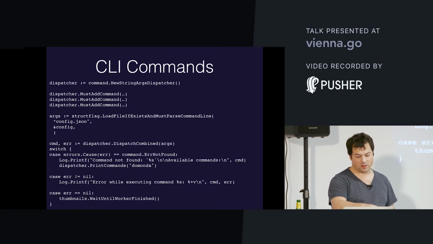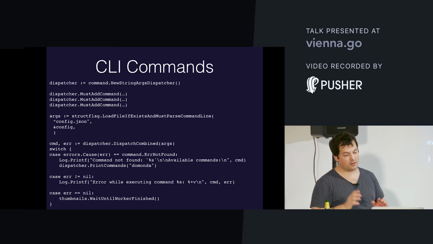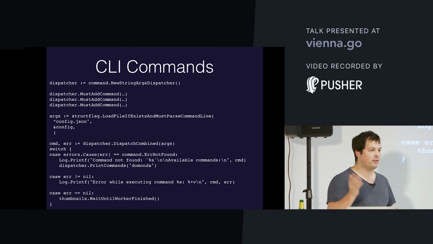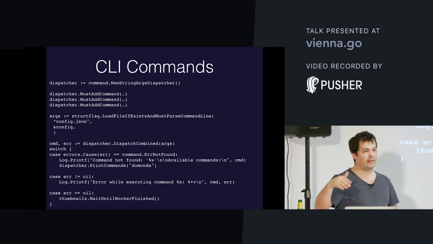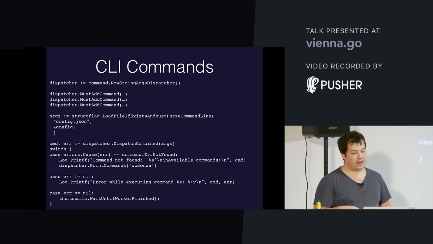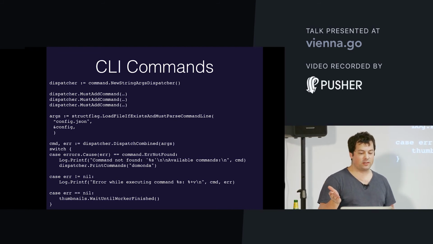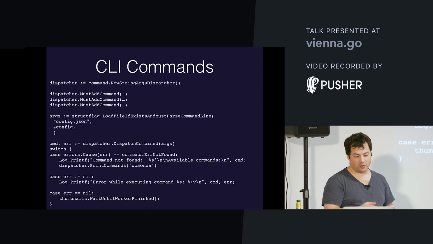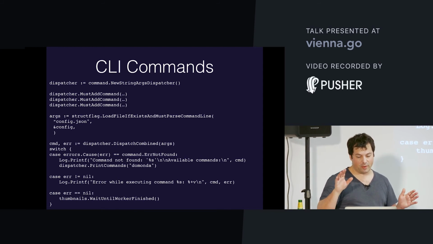And then here this struct flag load file if it exists and pass command line. It's fancy for basically look if there's a config file, use that, initialize our configuration with that. And you can also change this configuration with command line flags that override whatever you have in your configuration file. And what's returned from that function is the arguments that don't have any flags in them, and they are then used to dispatch a command, which is here this dispatch combined.